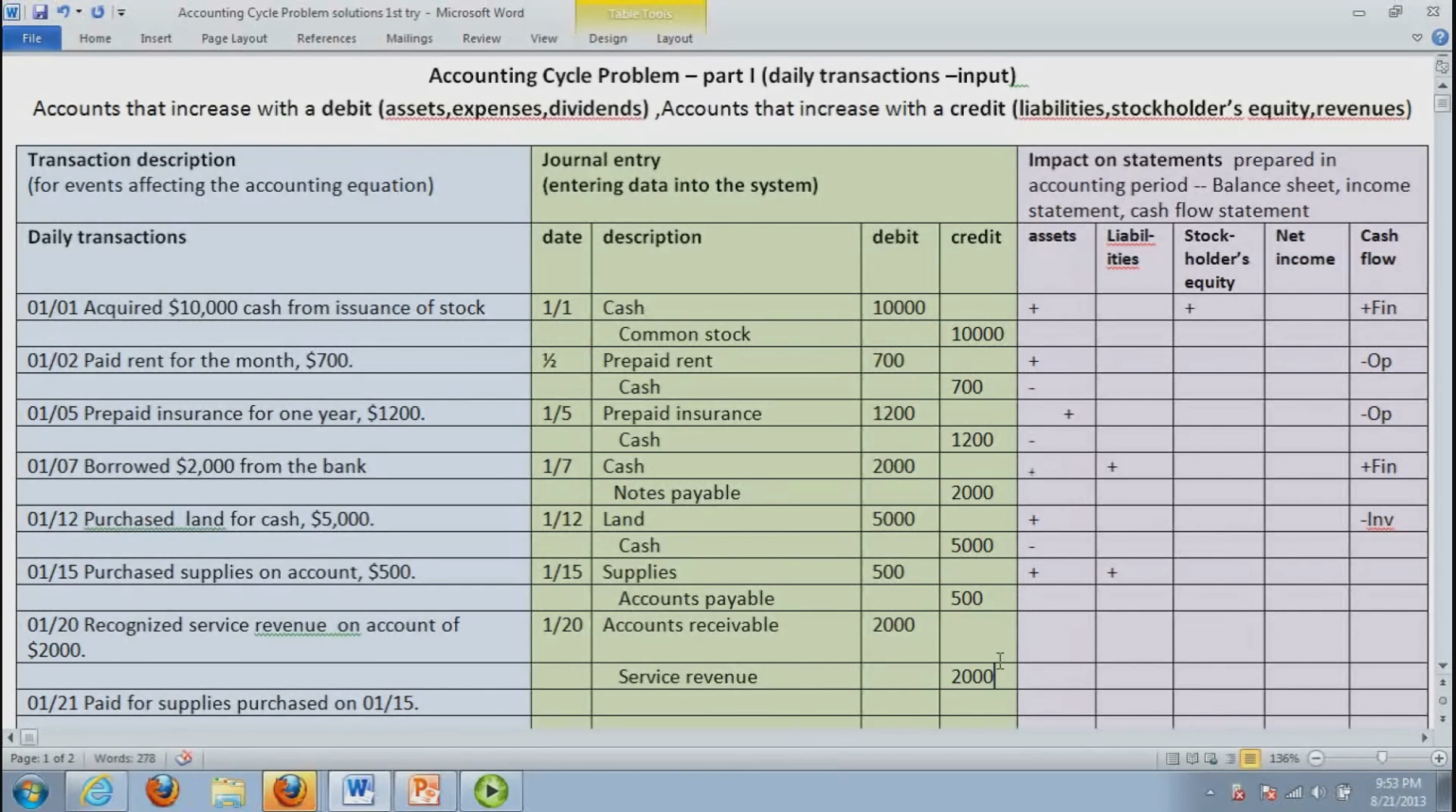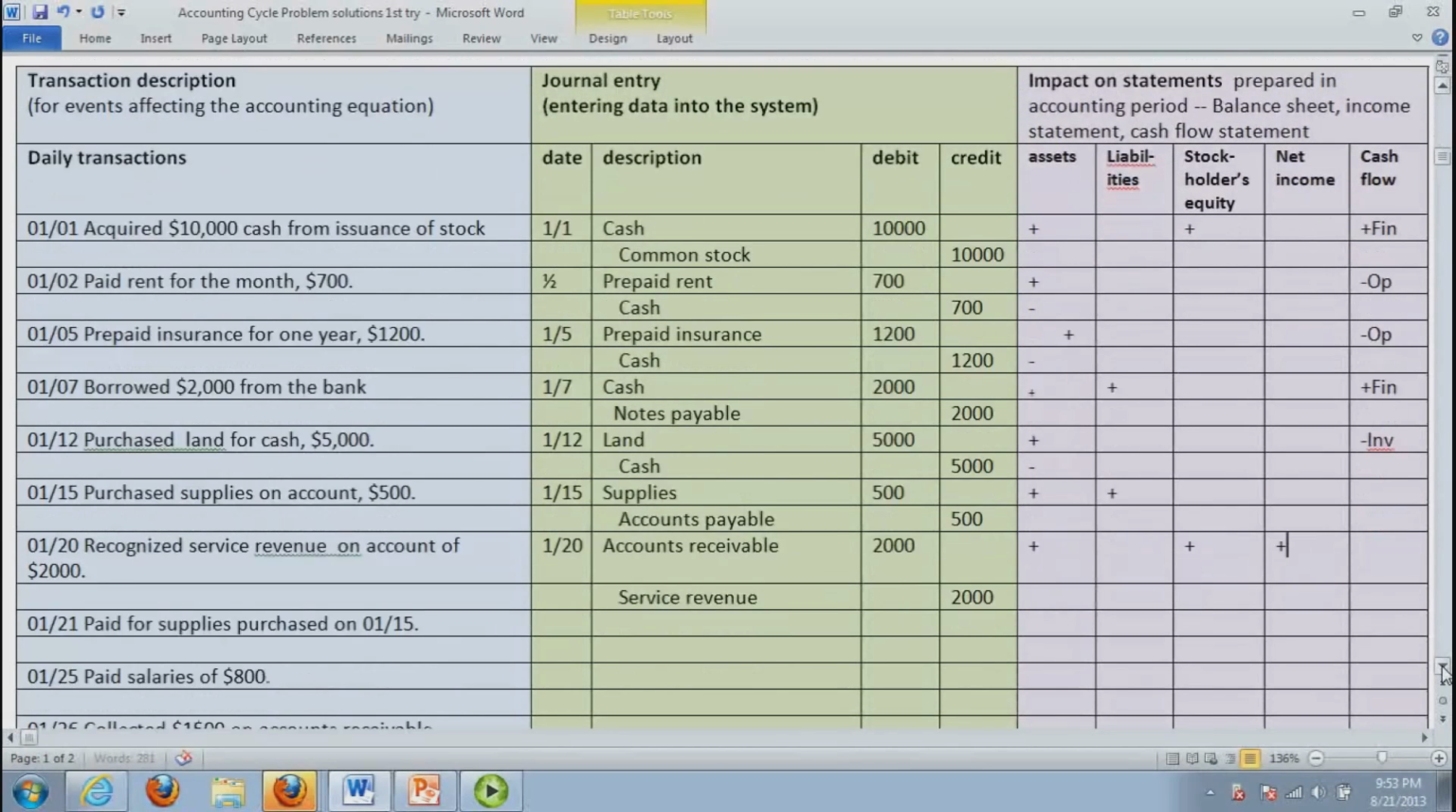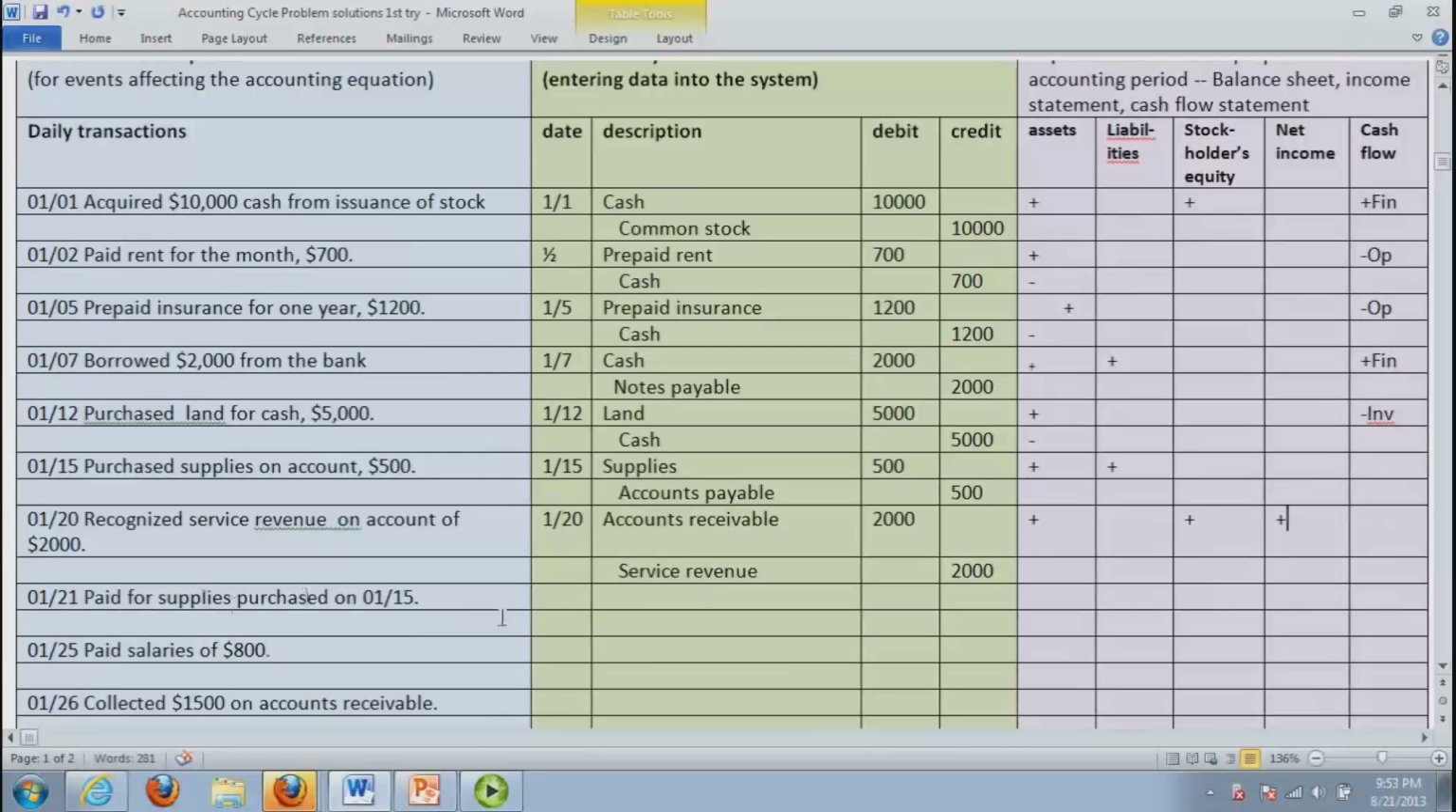And when we get to the balance sheet, we have more resources because we have the customers promise to give us money. Service revenue is a retained earnings account, so stockholders' equity will also go up. It's good news for profits on your income statement. That's going to increase, and there's no cash. So we'll get cash later, hopefully.